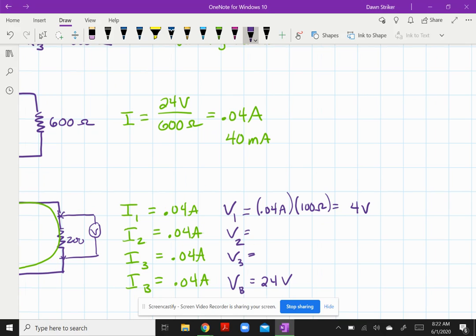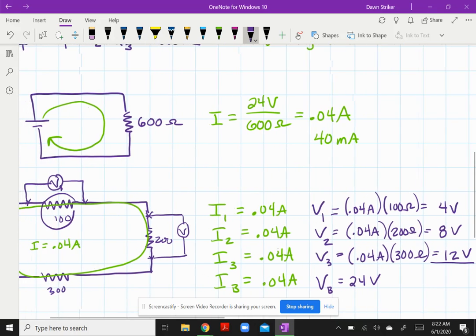Okay, what about V2? I know the current, 0.04 amps. I know the resistance, 200 ohms. That's going to give me what? 8 volts. And V3, 0.04 amps times 300 ohms. I'm thinking that should give me 12 volts. And if I add those together, 12 plus 8 plus 4, do I get 24? Yes, I do. So I've solved that correctly.